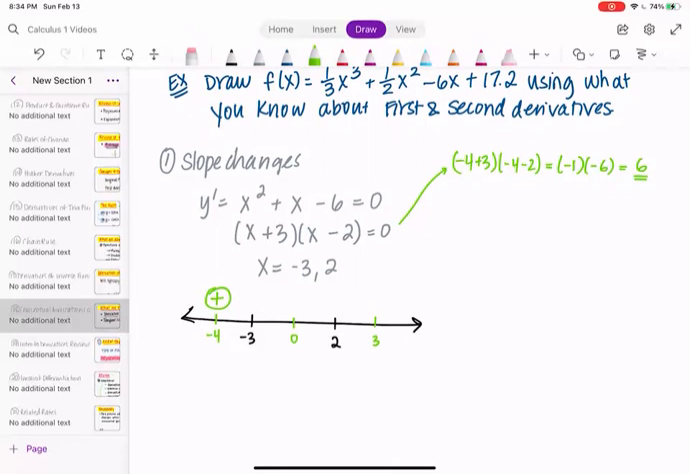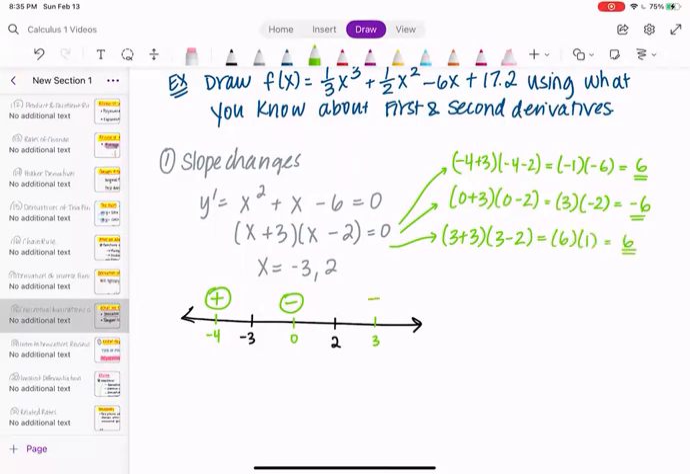And then 0, I'm going to plug in 0. I'll get 0 plus 3 times 0 minus 2. And that gives me 3 times -2, which is -6. And that's negative, so that shows me that between these two values, the function is decreasing. And then lastly, I'm going to plug in +3, so I'll have 3 plus 3 times 3 minus 2. That gives me 6 times 1, which is +6. And that shows me that, again, it turns into increasing, right?